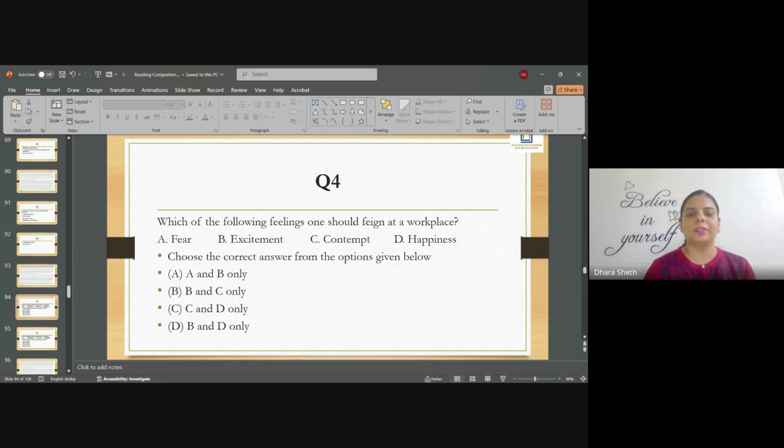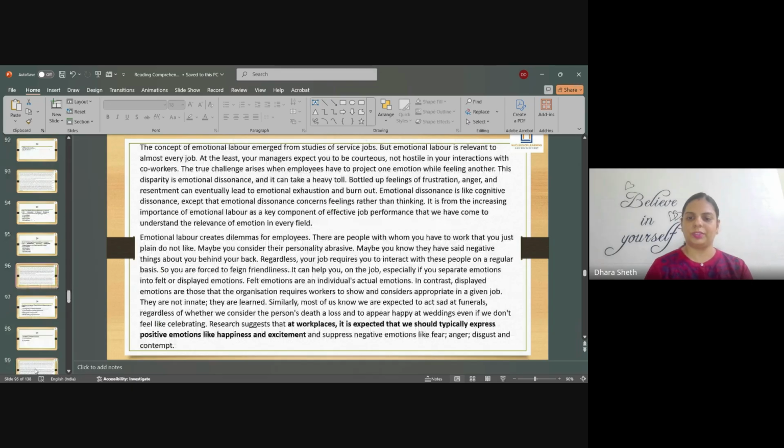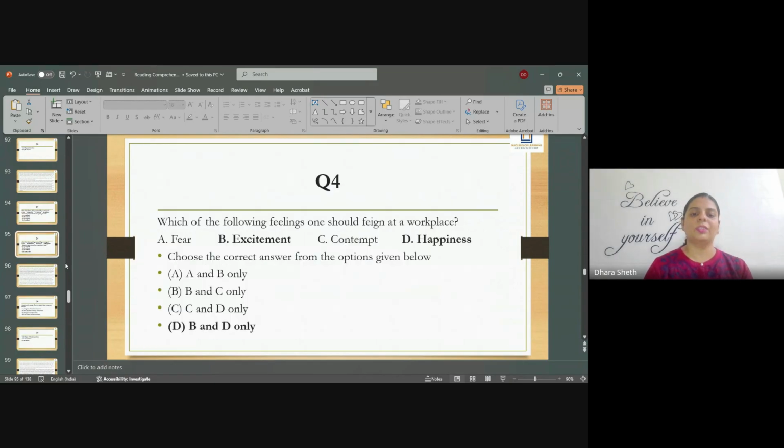So the answer should be, of course, B and D, excitement and happiness, because fear and contempt cannot be shown. It is expected that we should typically express positive emotions like happiness and excitement and suppress, that is hide, negative emotions like fear, anger, disgust, and contempt. Okay, therefore, C cannot be your answer. Clear? Clear with the explanation?